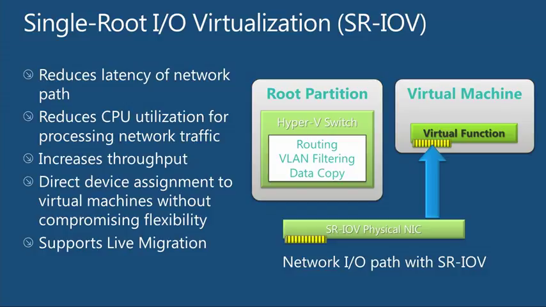Another example, and this has come as a big surprise for a number of people, is, hey, Windows Server 2012, we finally support network teaming. If you do network teaming in the parent partition, it doesn't help here because we're bypassing the parent partition.